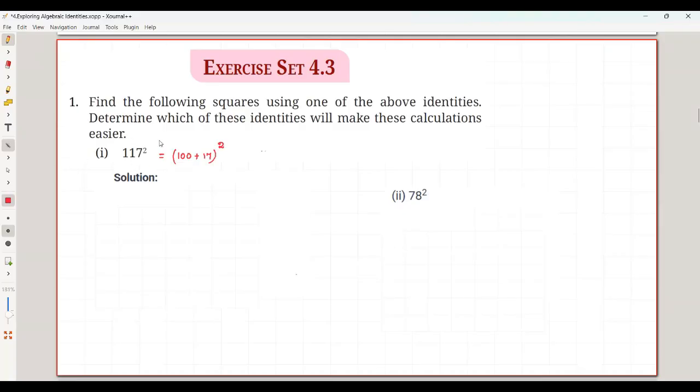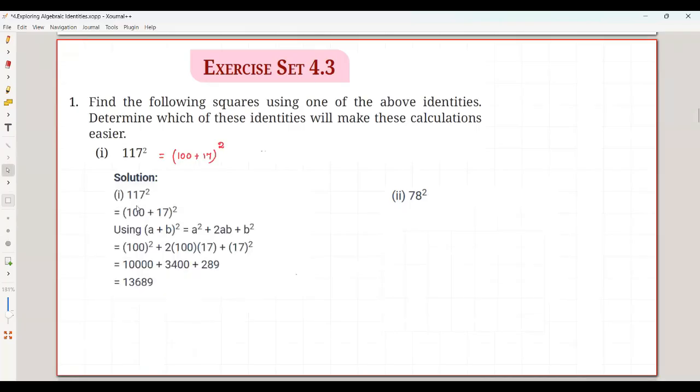We already discussed this type of question in the previous class, right? I'm just taking the answer alone. 117 whole square is equal to (100 + 17) whole square. We're using the identity (a + b) whole square is equal to a square plus 2ab plus b square. So in the place of a, we take 100. Here, a is 100 and b is equal to 17. Just replace in the formula.